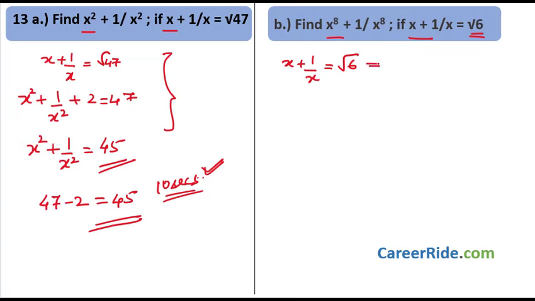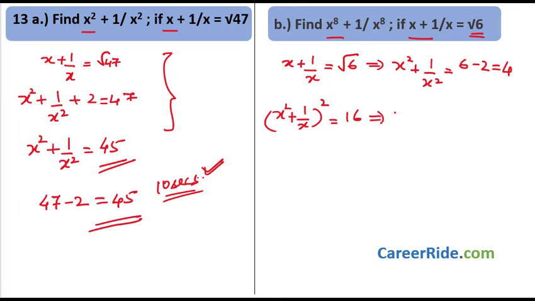Squaring both the sides, what do I get? I get x square plus 1 upon x square is equal to 6 minus 2, which is equal to 4. So I have reached x square plus 1 upon x square. What would happen if I square it again? If I make a square of x square plus 1 upon x square, this would become 4 square, so this is 16. And what would this give me? It would give me x to the power 4 plus 1 upon x to the power 4 is equal to 16 minus 2, that is equal to 14, right?